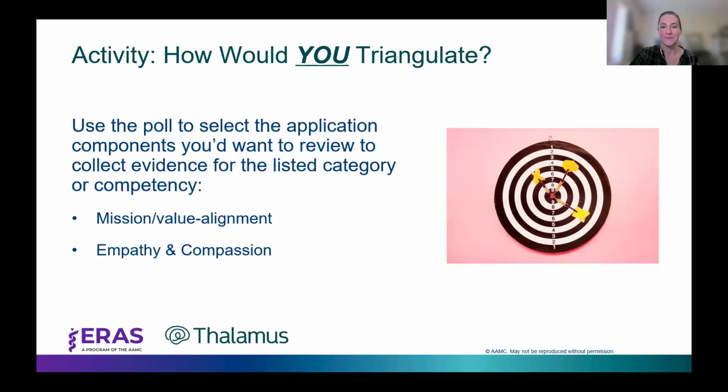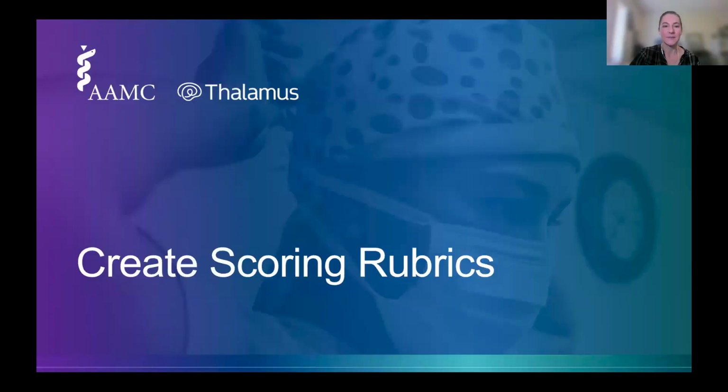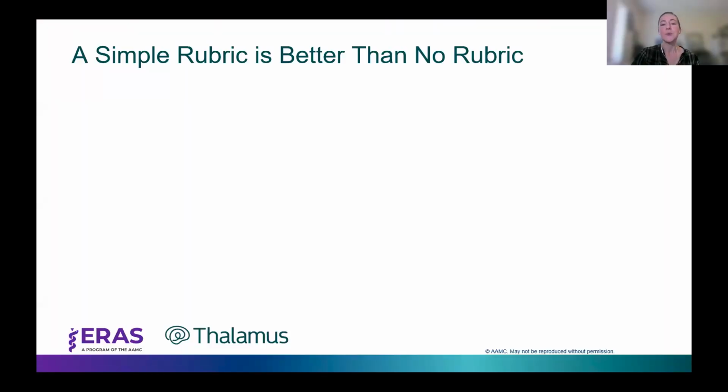All right, let's continue on. So the final step in establishing a standardized process for triangulating across parts of the application is to evaluate competencies using scoring rubrics. So remember that a simple rubric is better than no rubric. I want you to take that away.